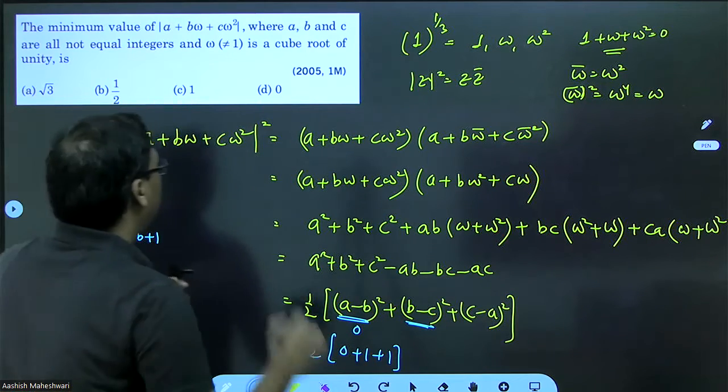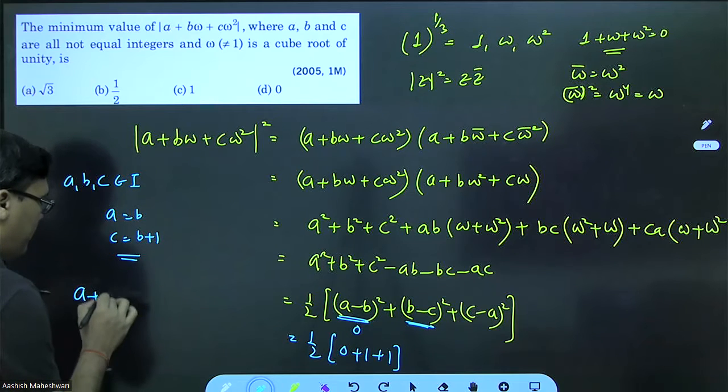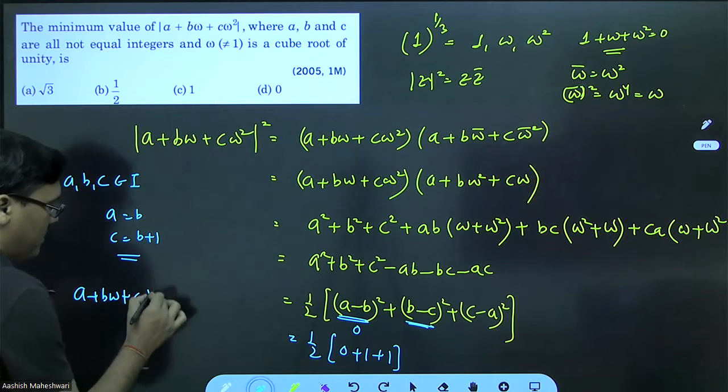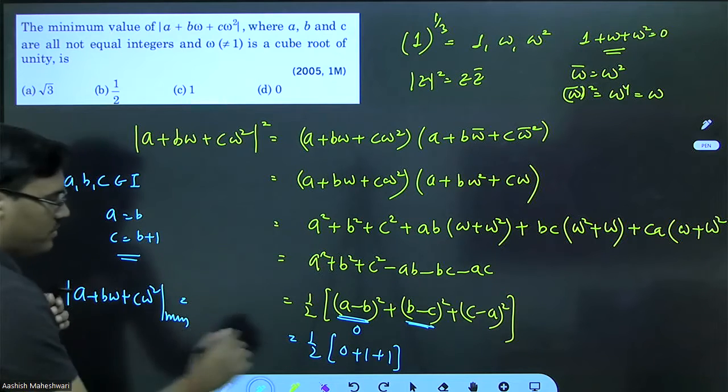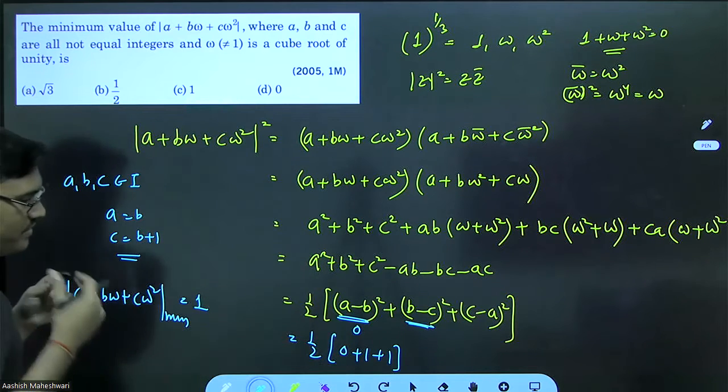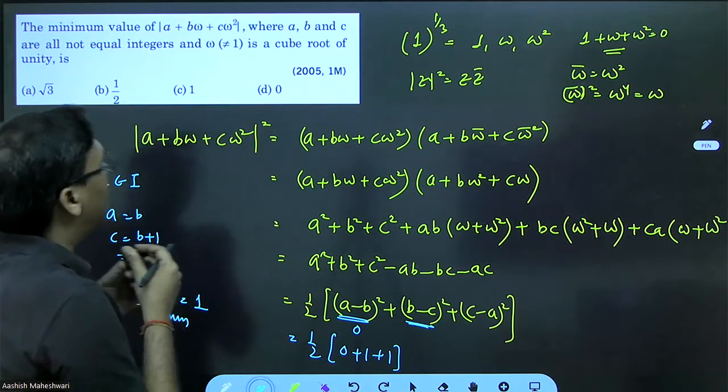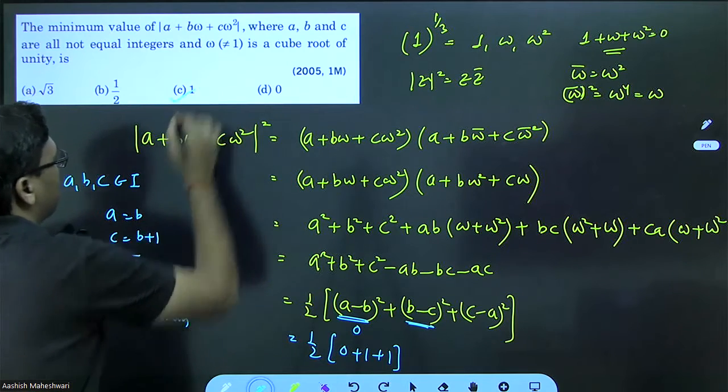So what is the minimum possible value? You can say modulus of A plus B omega plus C omega square, minimum, is equal to 1. Square root if I take, this is equal to 1. So now what is the minimum possible value of this expression? This is equal to 1.